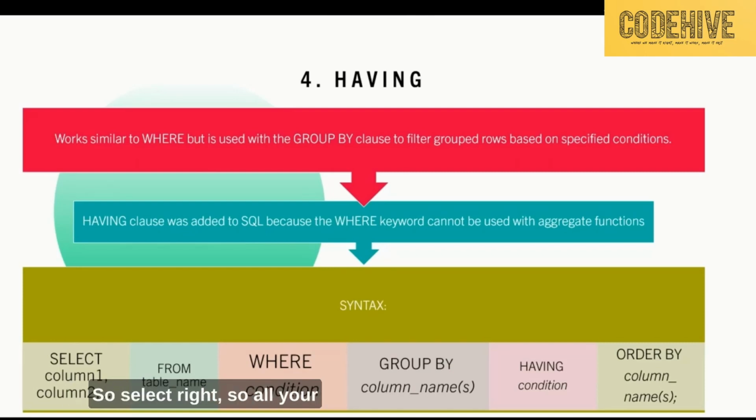Select all your columns from your table where, so that's your condition. So select from my employees table where the employee ID is greater than emp 102. Let's say, for example, that's the condition. So it will only display where my employee ID is greater than 102.